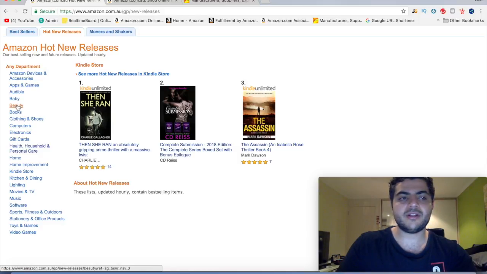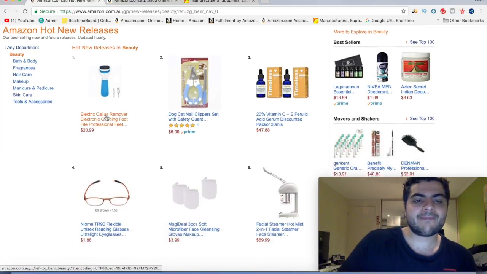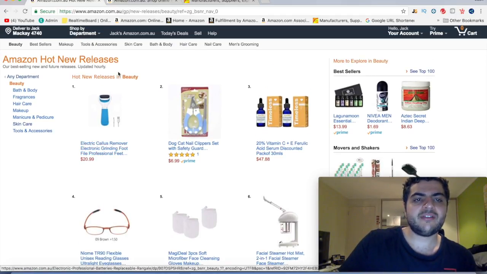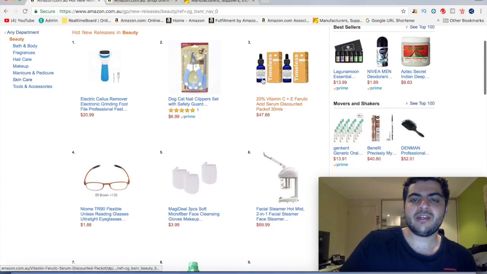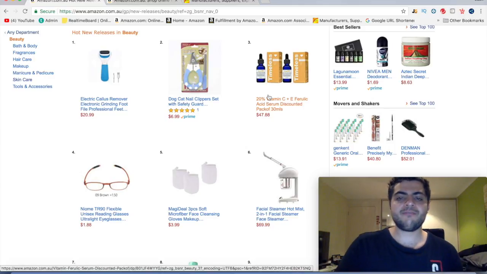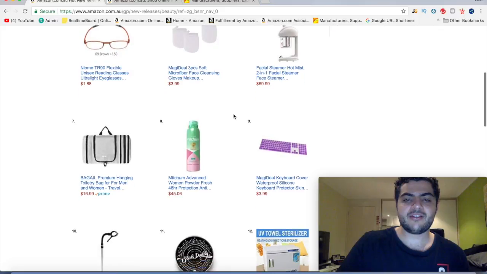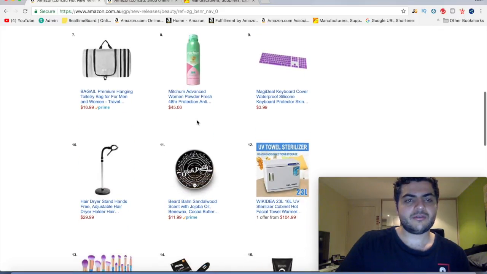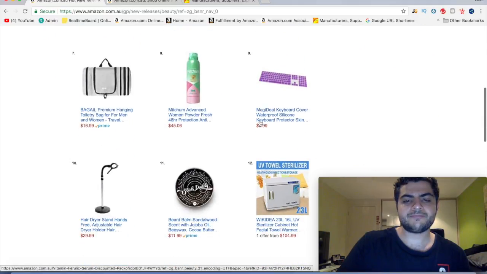Beauty's a nice one that I like to look through, so we'll go to beauty. Have a look through there. So these are the best sellers in the hot new releases in the whole beauty department. So vitamin C, this is a good looking one. This is vitamin C serum. It's like face serum. A lot of women and men use it to clear up their face. So that might actually be a good one as well. So we'll keep an eye on that.